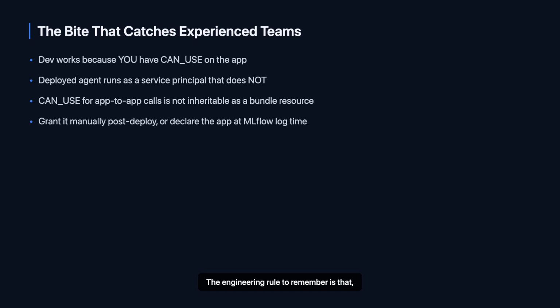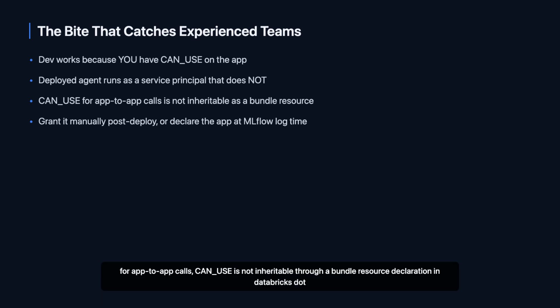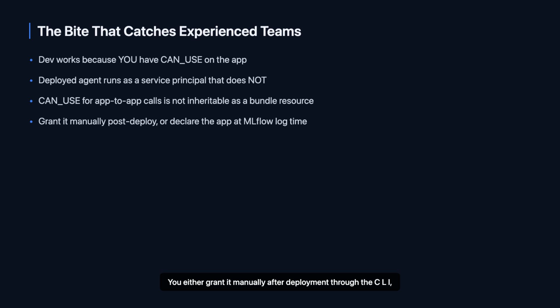The engineering rule to remember is that, for app-to-app calls, can_use is not inheritable through a bundle resource declaration in databricks.yml. You either grant it manually after deployment through the CLI, or you declare the app as a resource at MLflow log time, which is a separate mechanism. Miss both, and the agent fails in production every single time.